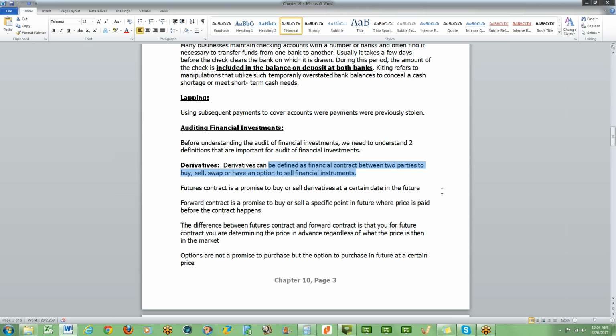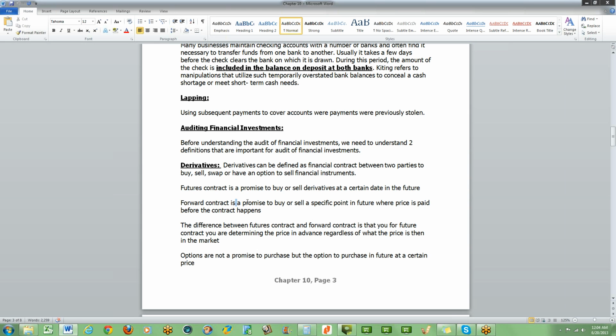On this particular day, regardless of the market price, I have the option of buying the stock for $20. You're taking a risk, right? The market price may be $50, the market price may be $10, but it's an option that you have. That's an option. Future contract, a promise to buy or sell at a certain date in the future.